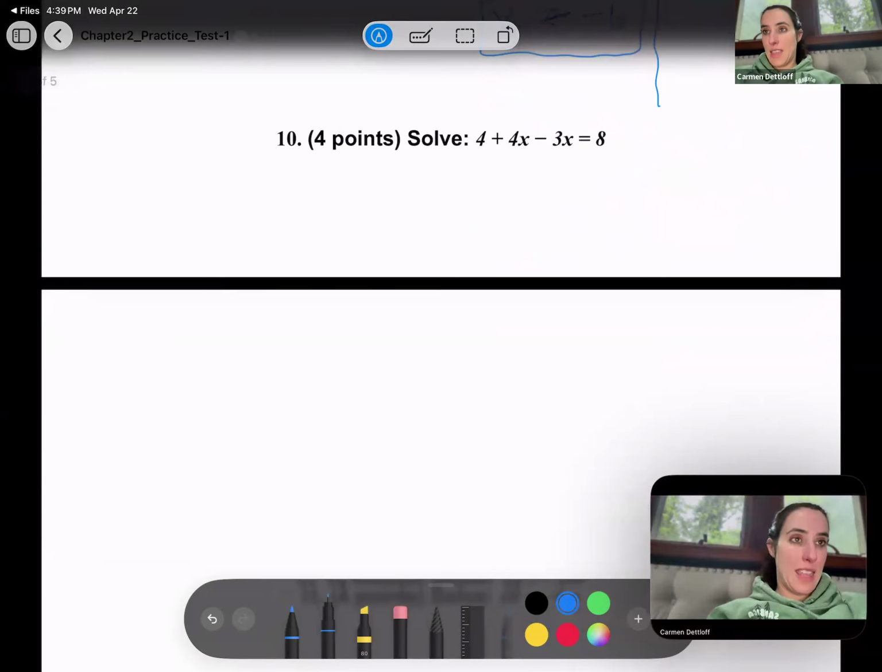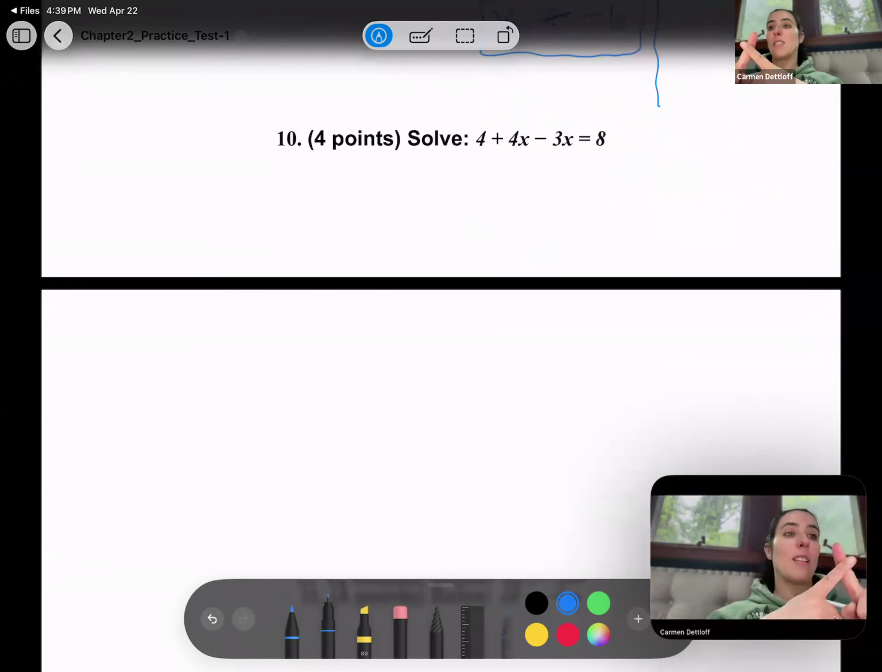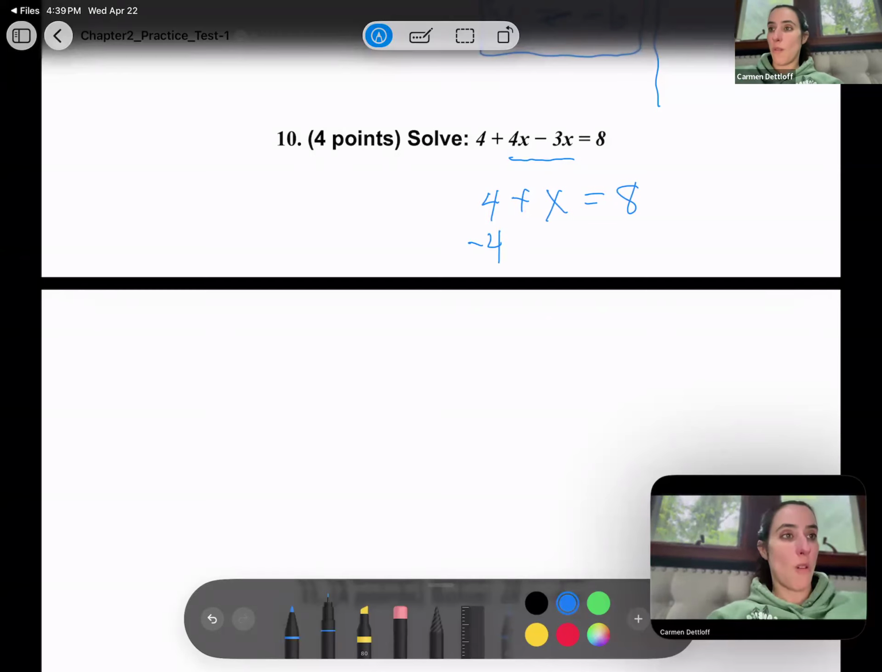Number 10. Okay, ask ourselves first, are there any like terms? I do see like terms. I'm going to combine those. So I get 4 plus 4x minus 3x, which gives me plus x equals 8. Now I want to get x all by itself, so I'm going to subtract 4 from both sides. And I get x equals 8 minus 4, which gives me 4.